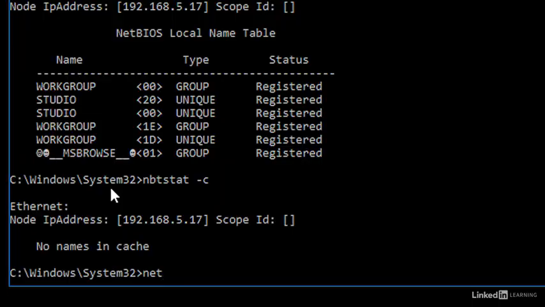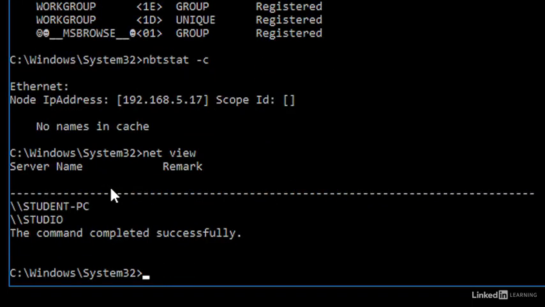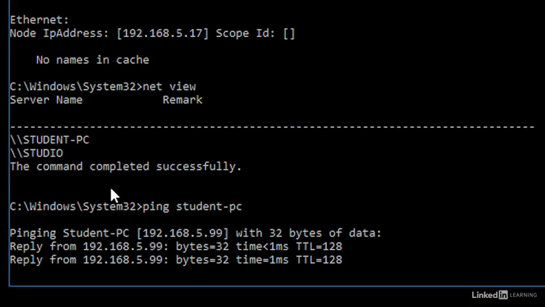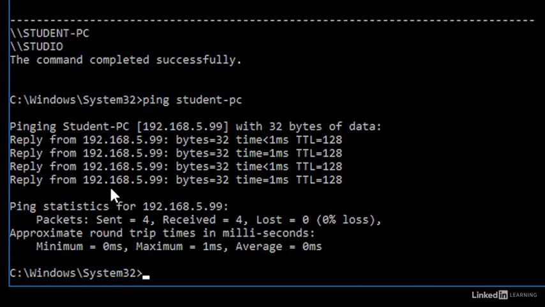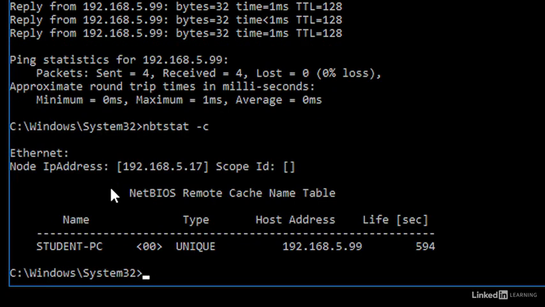So I have to do something on this network to get my computer to talk to that student PC. I'm just going to do something like net view. All right, now it sees it. Let's go ahead and ping it while we're at it. So I'm going to ping student-PC. We get a little ping. I'm just trying to get some traffic moving here. And now I can rerun nbtstat -c, and you'll see I have a listing for the other computer.